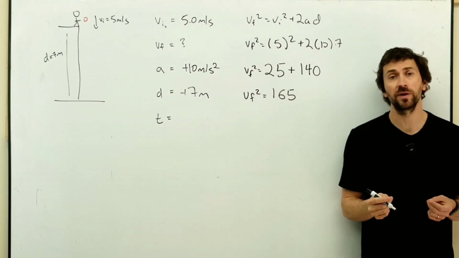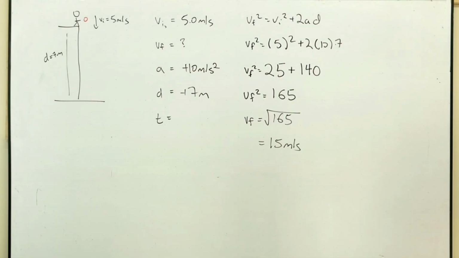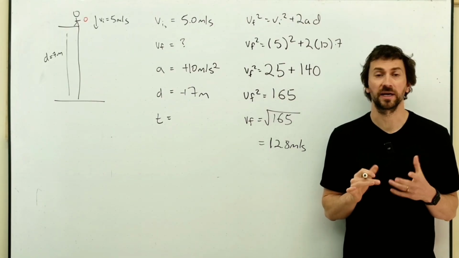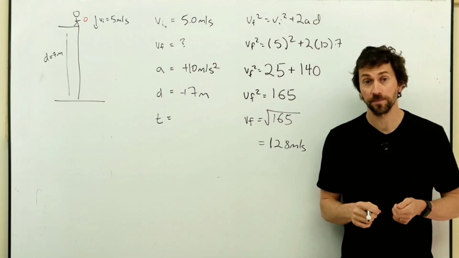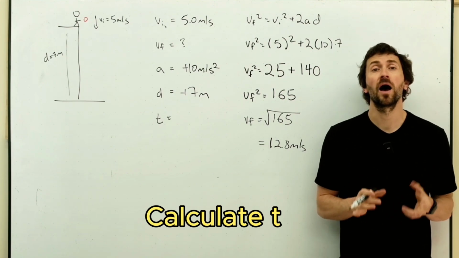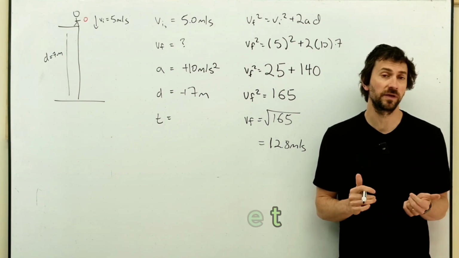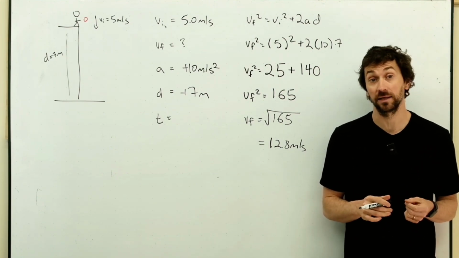If I take a square root, I get an answer for final velocity. So it's 12.8 meters per second is final velocity. Great. We can also calculate the time. I'm going to use vf equals vi plus at to calculate the time.